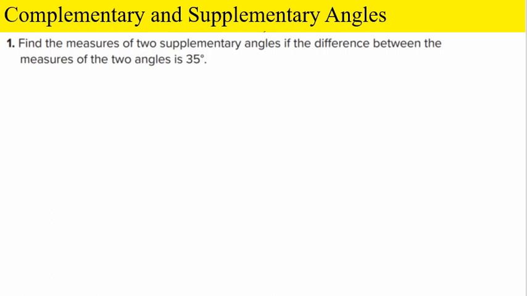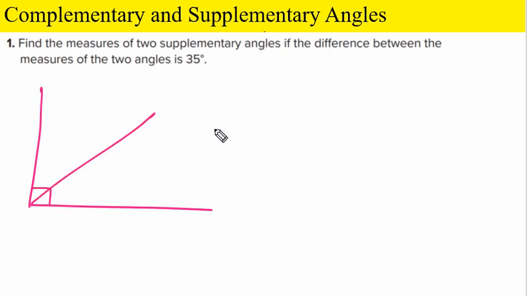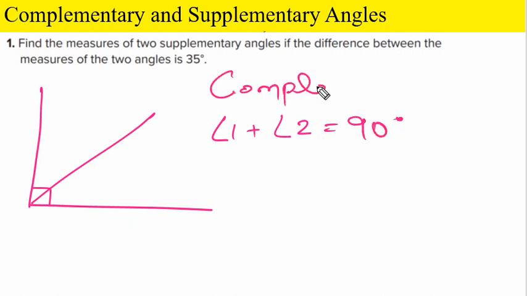Hi, in this video I will discuss the missing measures and how to find the missing angles of the complementary and supplementary angles. So what is the complementary angle? We have already discussed the sum of two angles when it makes a right angle will be 90 degrees. That is your complementary angle.